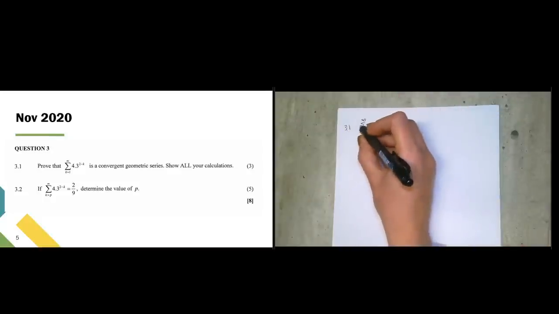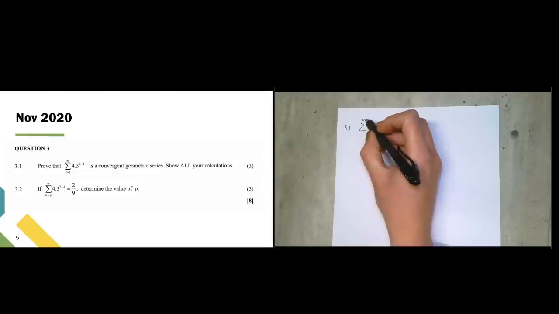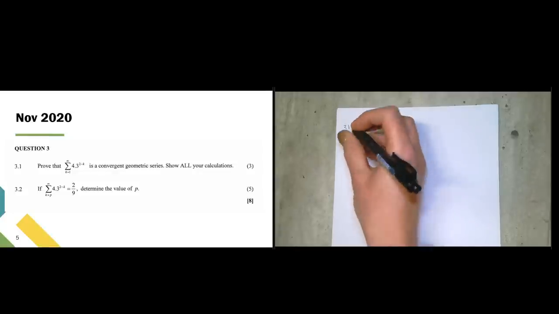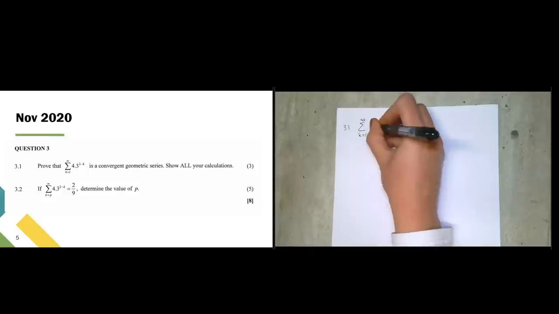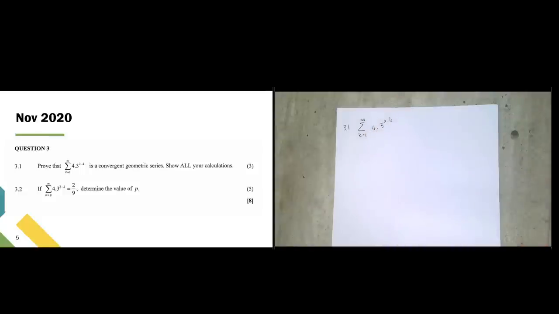So they say sigma means I'm going to calculate the sum to where? To infinity. The first value they're subbing in, k is equal to 1, and they give me the formula 4 times 3 to the power of 2 minus k. They tell me this is a convergent series. We've got to prove that this is a convergent geometric series, and we have to show all our calculations. So what do we know about a convergent geometric series? That the ratio is between negative 1 and 1. So we've got to calculate the ratio.